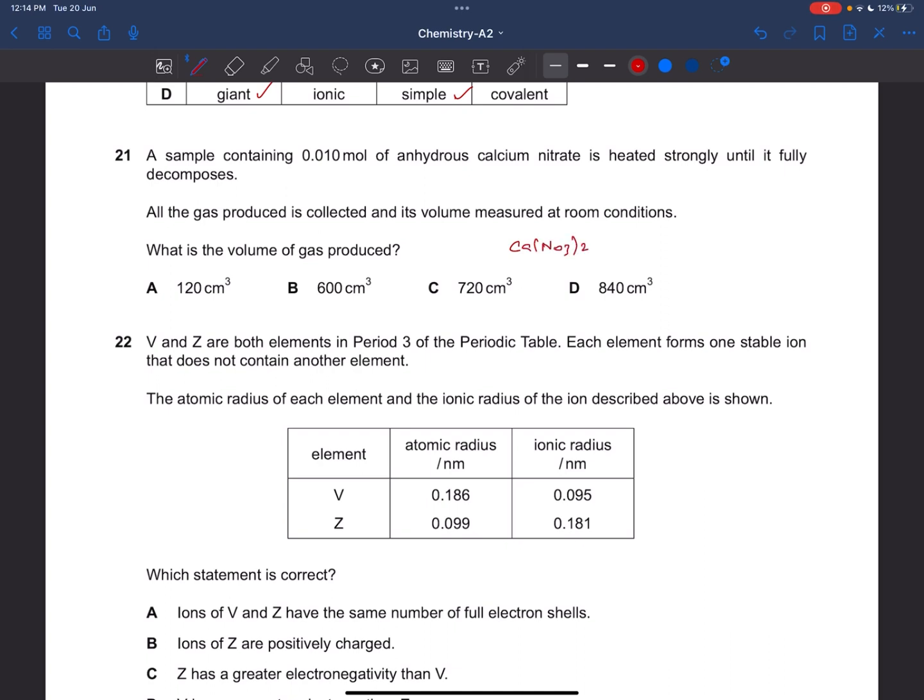Ca(NO3)2, calcium nitrate, will decompose to make calcium oxide, NO2, and O2. To balance this, we have to put 2 here and 1. So now it's balanced, if you guys see. Okay, so it's saying that 0.01 mole of anhydrous calcium nitrate is heated strongly until it fully decomposes, and all the gas produced is collected and its volume measured at room conditions.